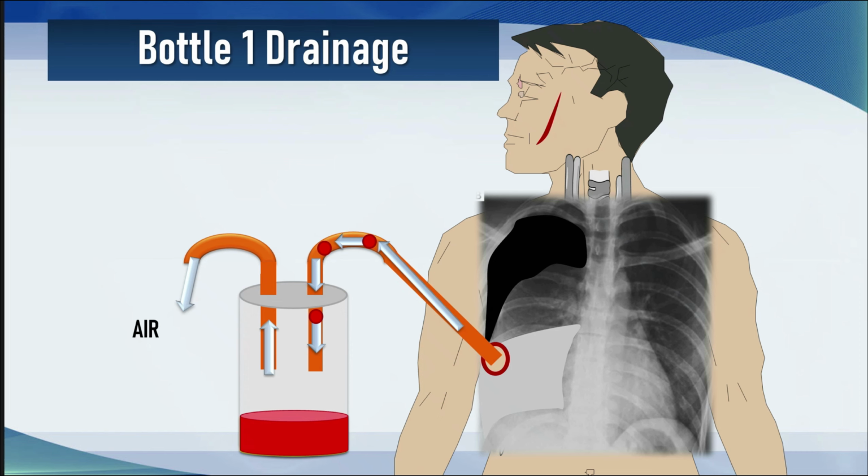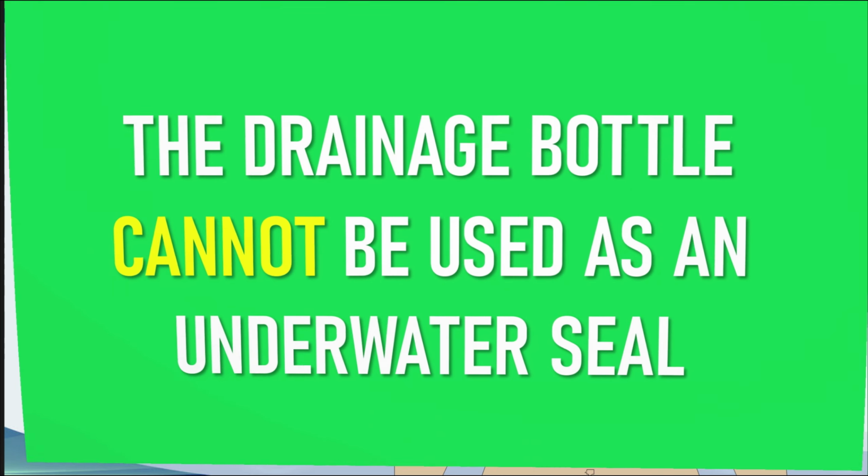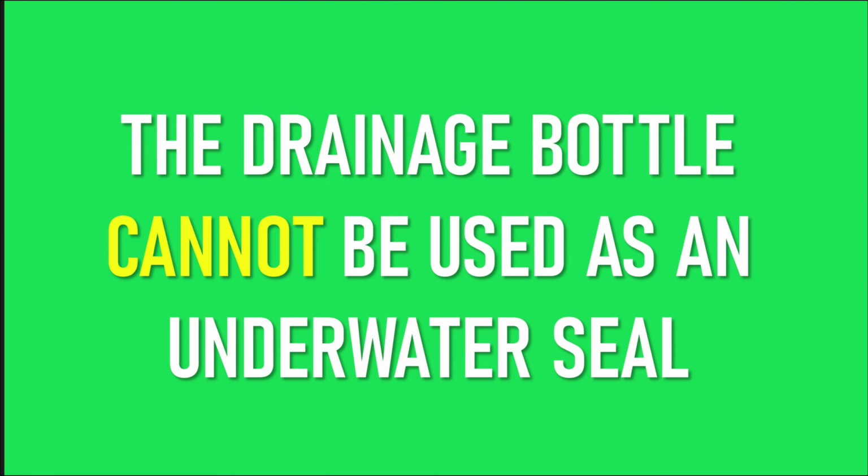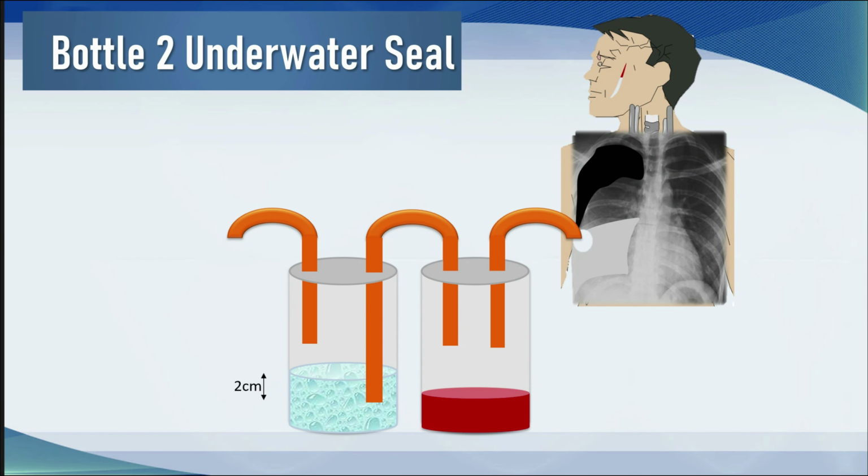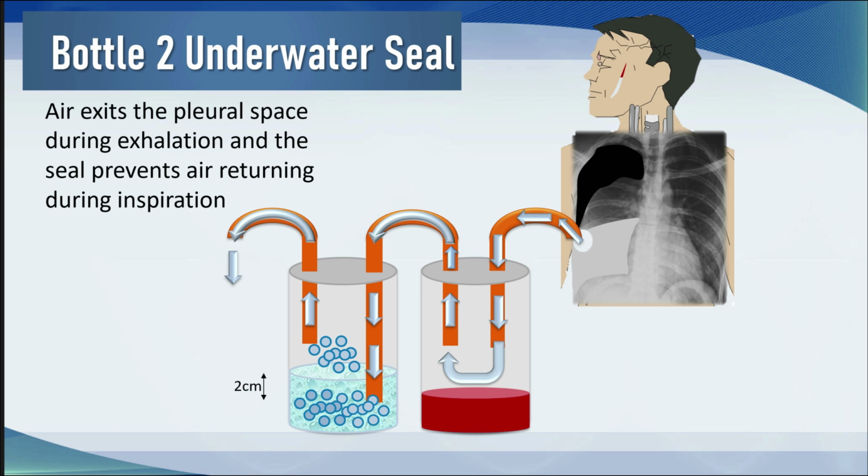But the key thing to understand here is one bottle is not enough. The drainage bottle cannot be used as an underwater seal because the level changes and the seal must be 2 centimeters of water. What we need is a second bottle with an underwater seal. Air exits the pleural space during exhalation, and the seal prevents the air from returning during inspiration.